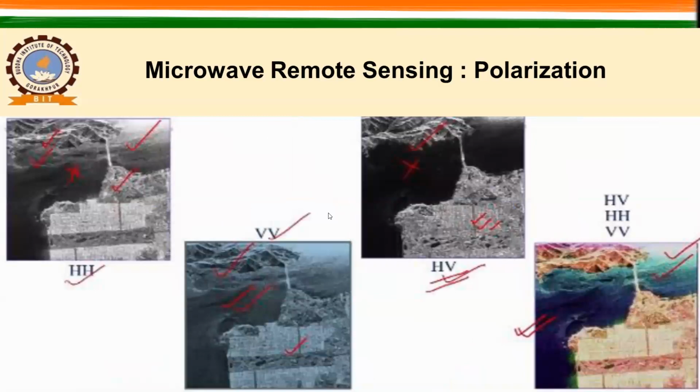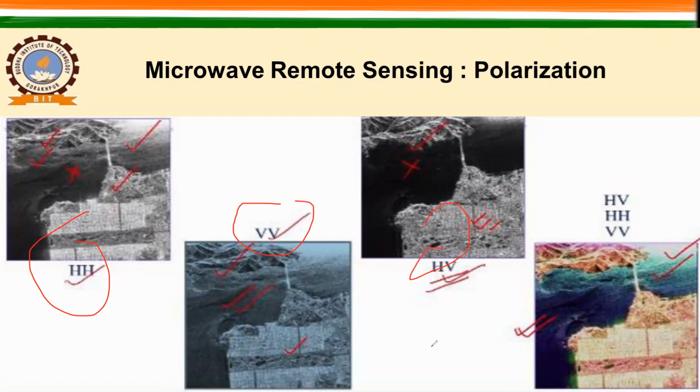So that I am going to show you some examples. So this one is HH image, okay? Here we have this one is your HH image. So here the transmitter has used horizontal polarization and receiver in the horizontal polarization. So here VV, here it is your VV. Then third one is your HV.